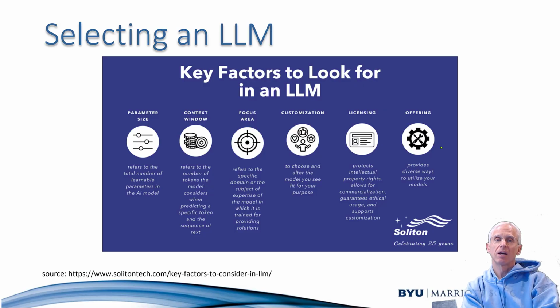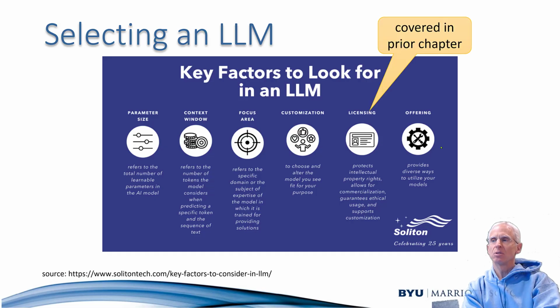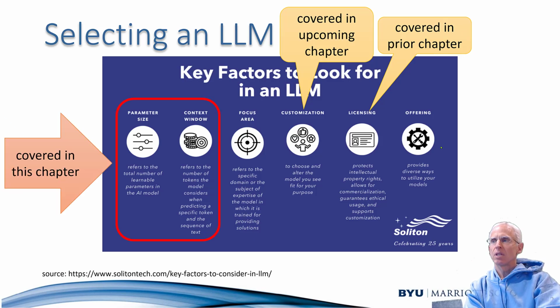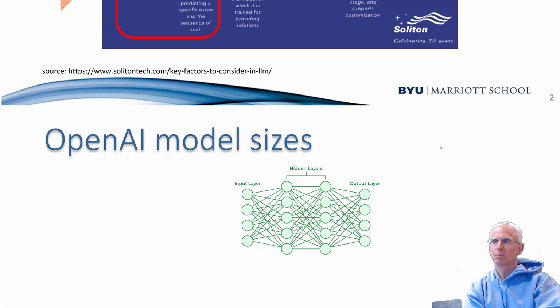I found this online and thought it was actually useful here. Factors to look for in an LLM: parameter size, that's a big issue, context window, focus area, customization, license, and offering. In the prior chapter, we talked about open source versus proprietary models. That's the licensing issue. We'll talk about customization in a later chapter. In this chapter, we're going to talk about parameter size and context window, two really primary elements that we have to decide about in selecting large language models.